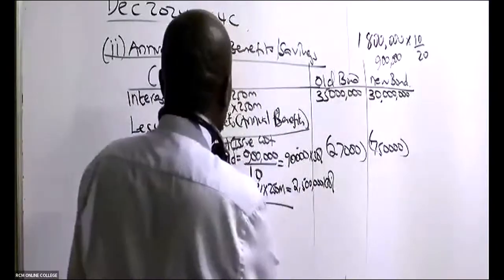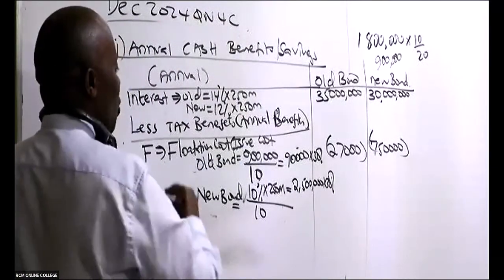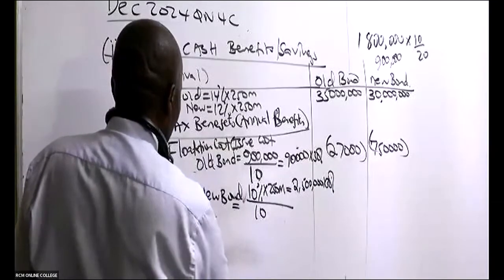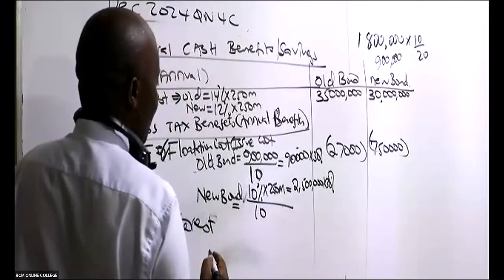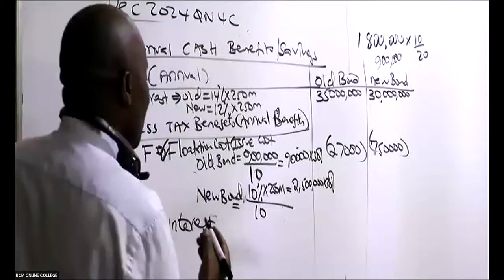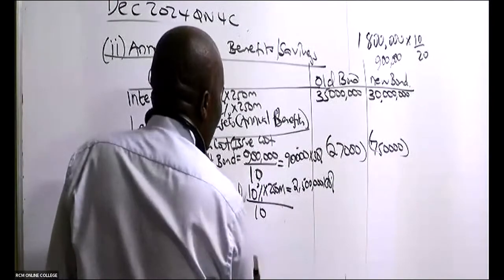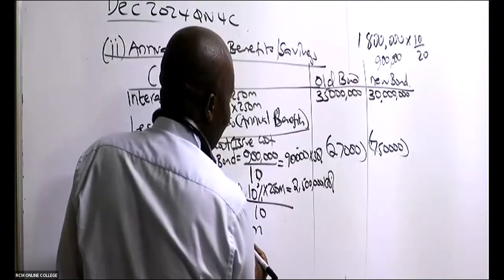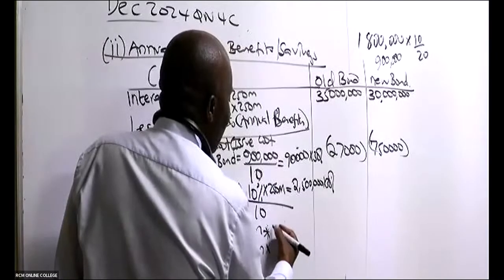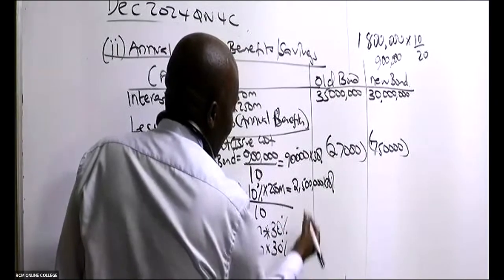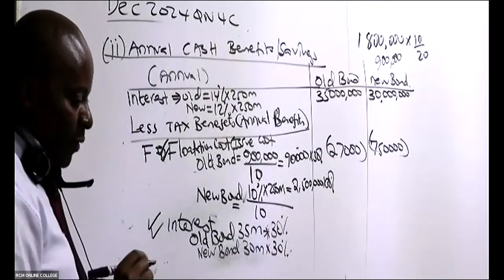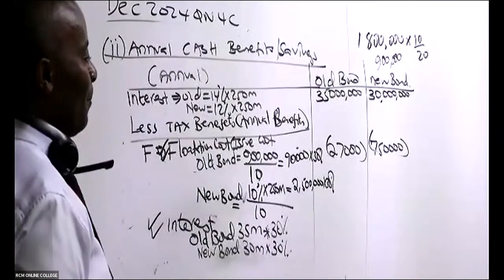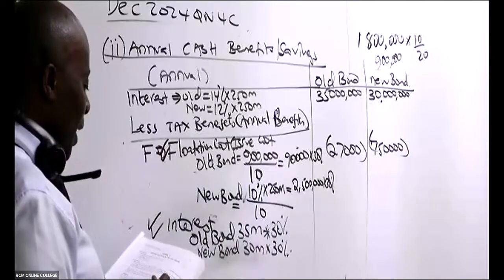Now, remember we said here we are using the concept of feed. So we have begun with flotation cost, and this is over. From there we go to the second one, which is interest. For the old bond, the interest is 35 million. And for the new bond, the interest is how much? 30 million. We are only interested in the tax benefit of the same. 30% tax benefit has been given.